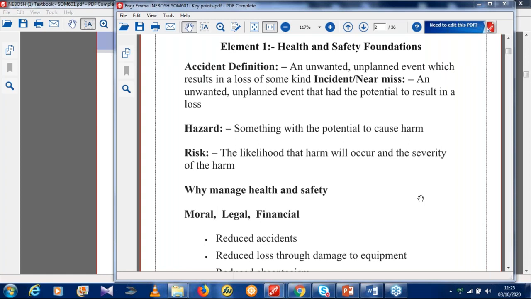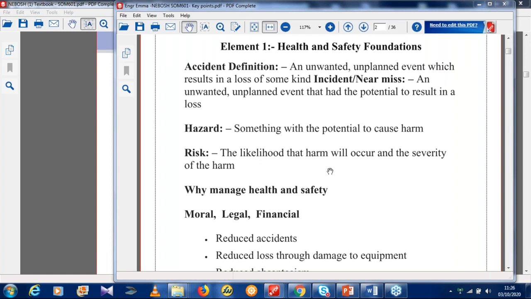All right. Then we also look at something similar to it, which is an incident or near miss. What do we mean by a near miss? When we're talking about a near miss, we are talking about an unwanted or unplanned event that has the potential to result in a loss, or the potential to cause harm. It hasn't caused harm yet, but it has the potential to cause harm. That is what a near miss is.